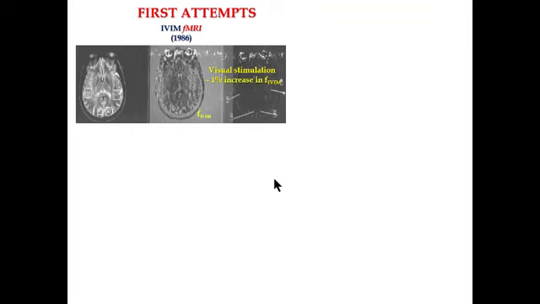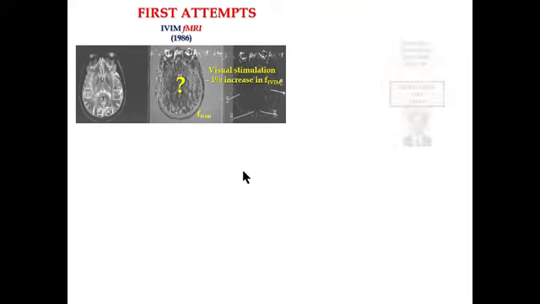My very first attempt, in fact, my goal was to do fMRI with IVIM. Because I'm sensitive to blood flow, I was thinking at the time that if I stimulate the brain visually, I could see activation in the visual cortex, for instance, before BOLD. That was well before BOLD. It worked, but not so robustly. So I didn't publish those results.